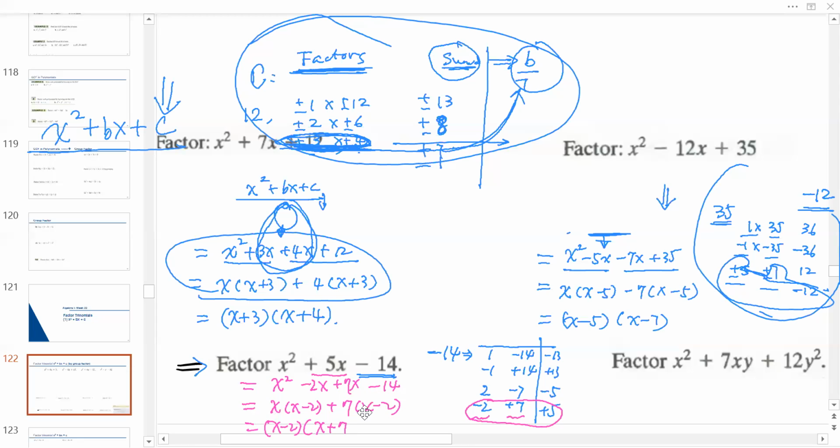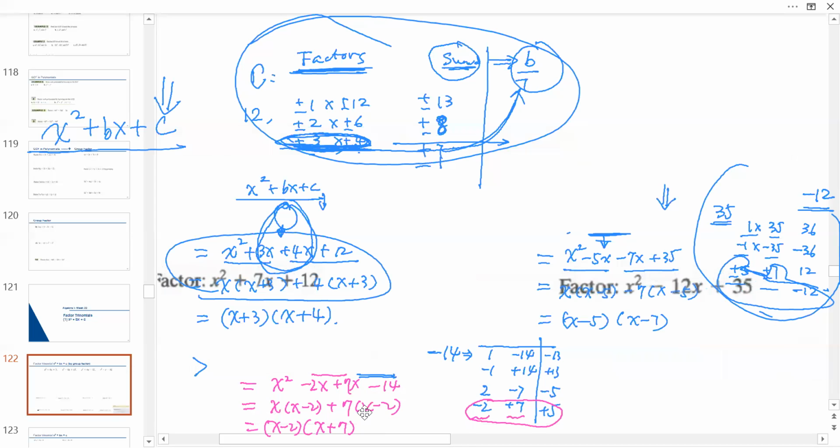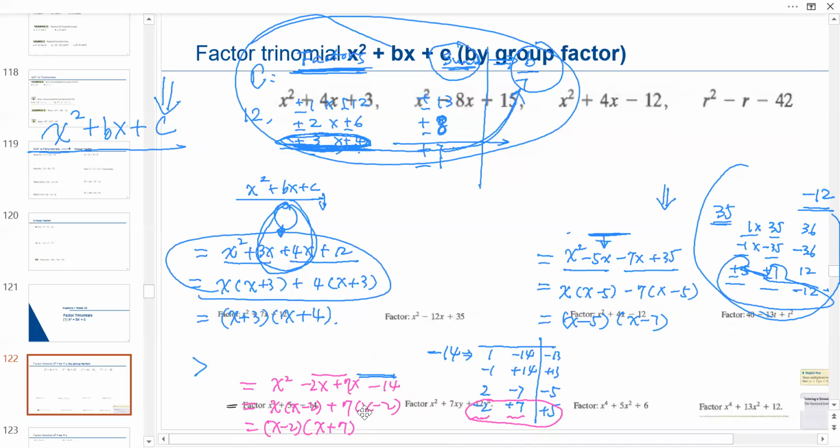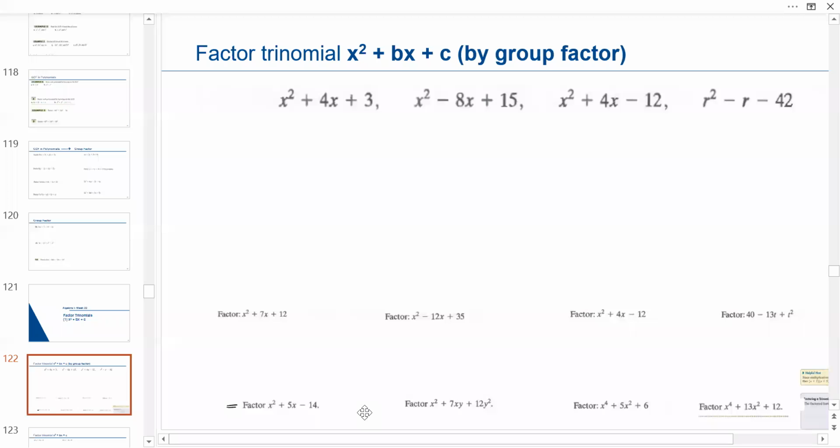Is it correct? Is it easy, right? So, all right, let's see more examples. Let's go back and see here. Let's see this one. See these examples. Here is x squared minus 8x plus 15.